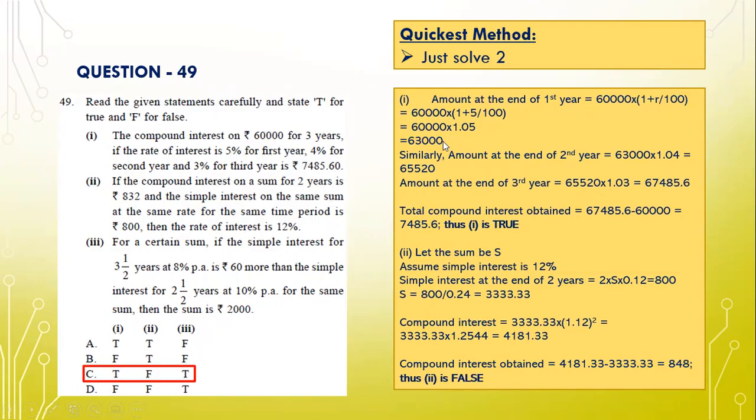Okay. So now the amount for the second year is 63,000 into 1 plus r upon 100. What is the rate of interest for the second year? 4. 1 plus 4 upon 100 is 1.04. So 63,000 into 1.04 is 65,520.